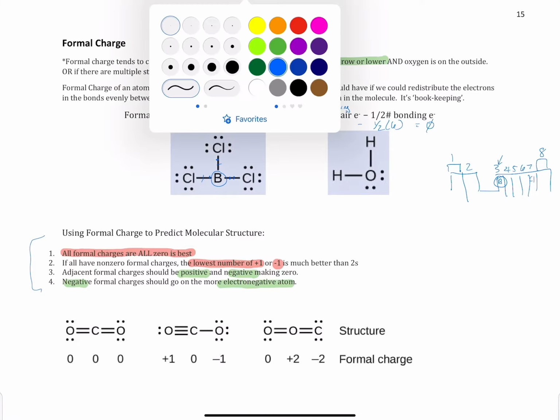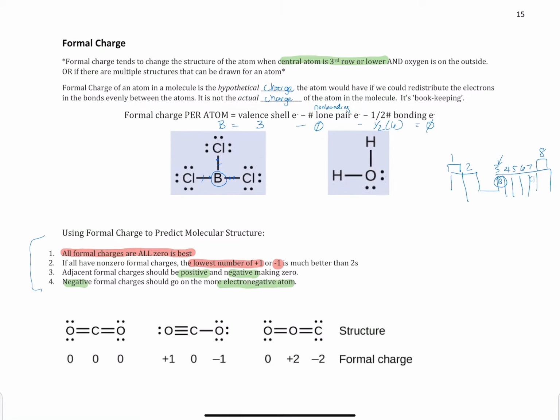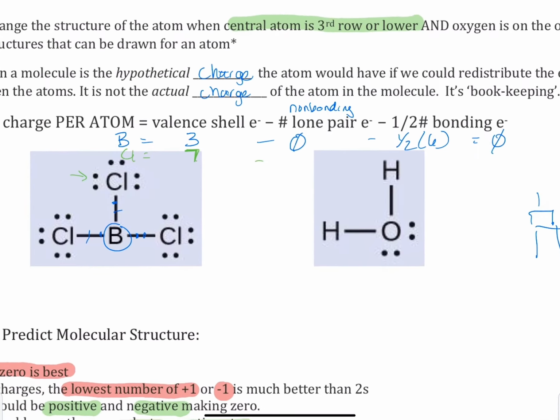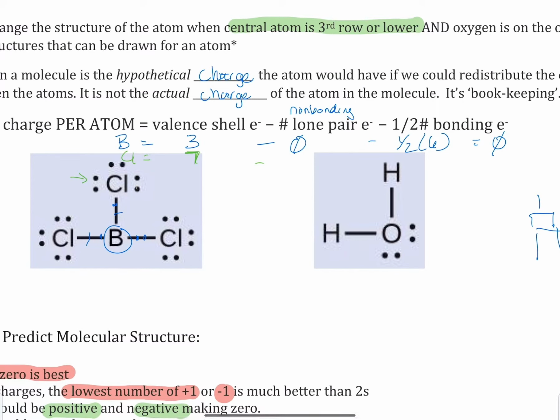And then we'll jump over and we'll do chlorine. We'll do this chlorine here. So chlorine, we already said his valence was 7. And then he's got 1, 2, 3, 4, 5, 6 non-bonding electrons, lone pairs. And then he's got a total of 2.